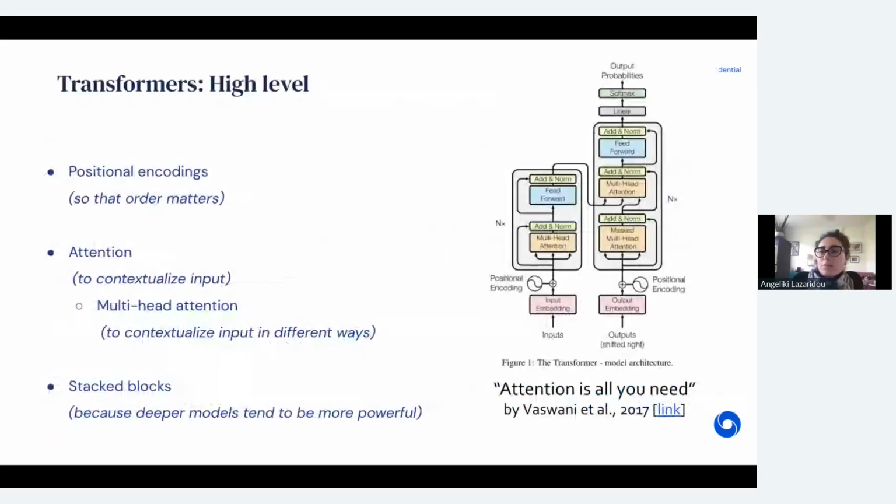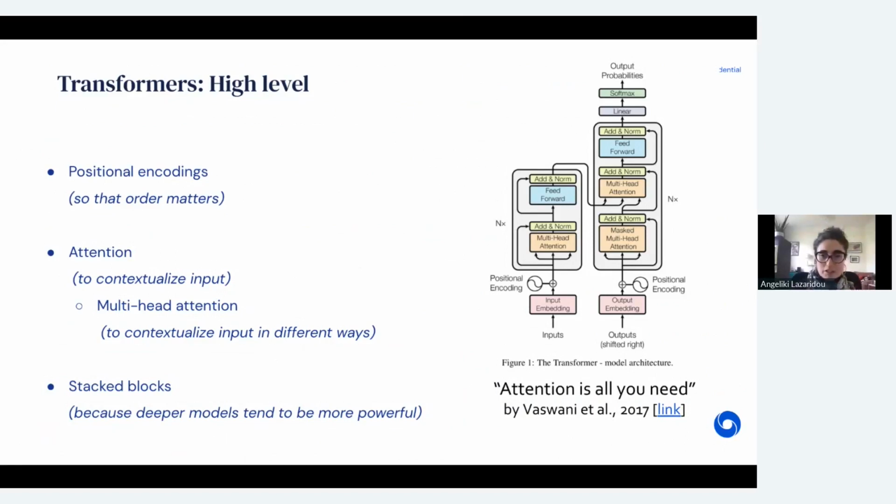Now, I want to take a few minutes to talk about transformers, because this is basically the model of choice in most of the NLP models and techniques that we see today. The main idea with transformers is based on three key ingredients. First of all, transformers incorporate information, what we call positional embeddings, into the input word embeddings. The main reason for that is so that order can matter.